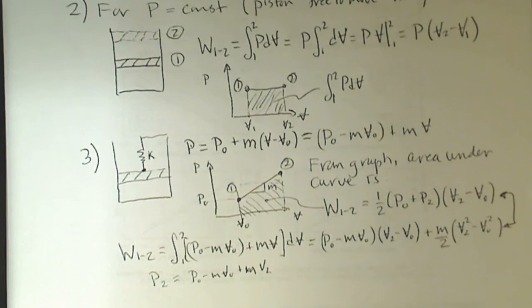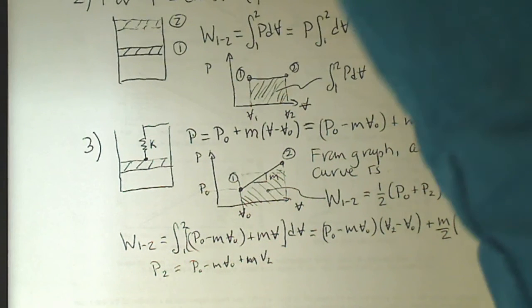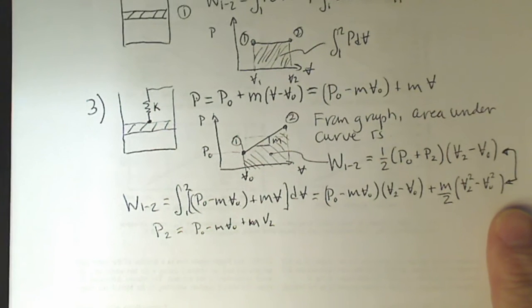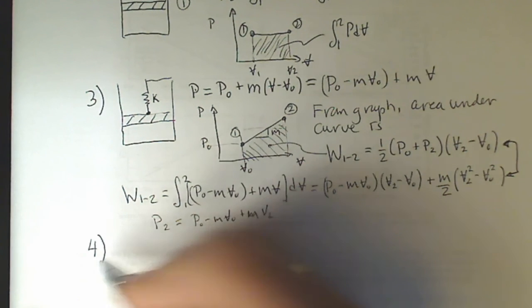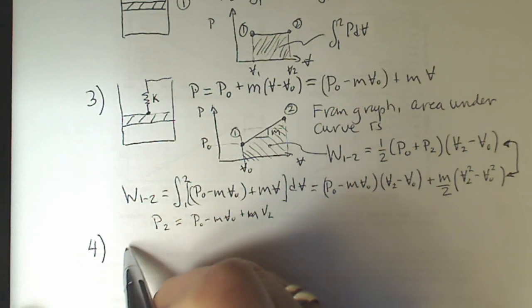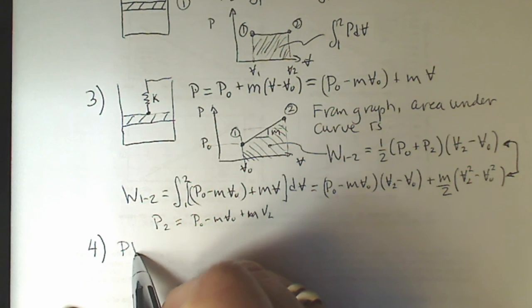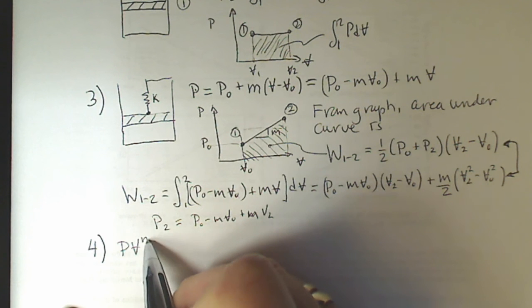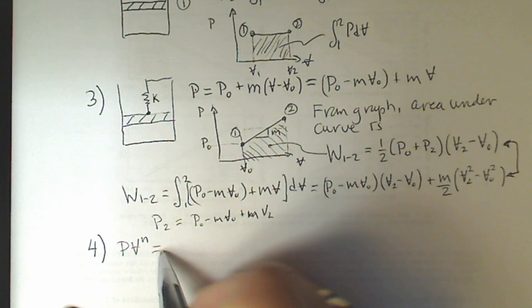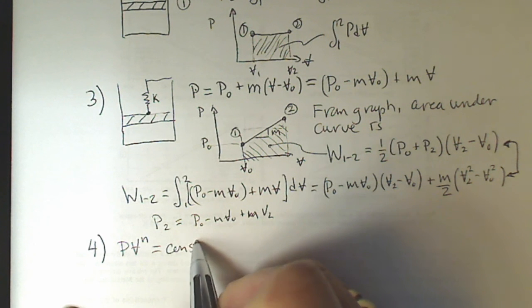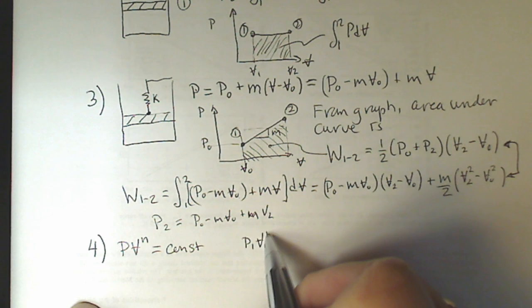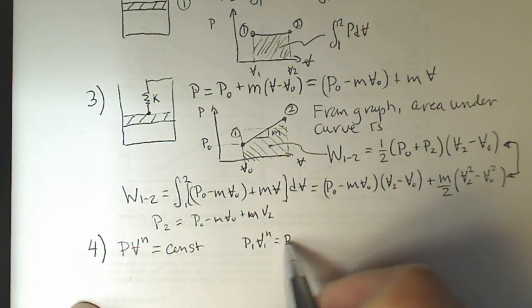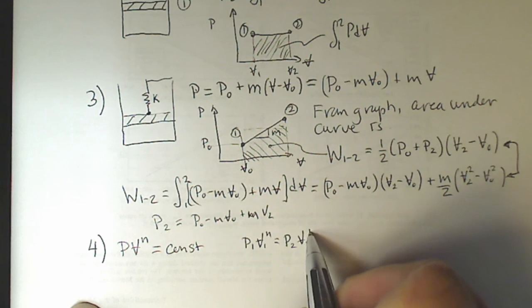Okay, the last example that I want to mention is one that will come up in future, and that's going to be PV raised to some exponent n is equal to a constant. In other words, P1V1 exponent n equals P2V2 exponent n.